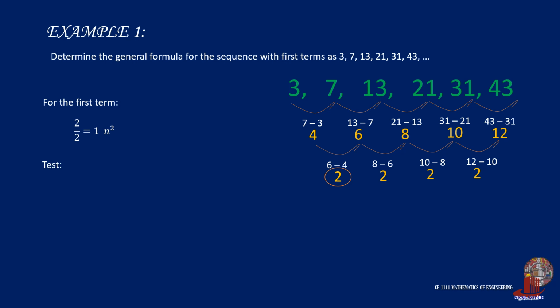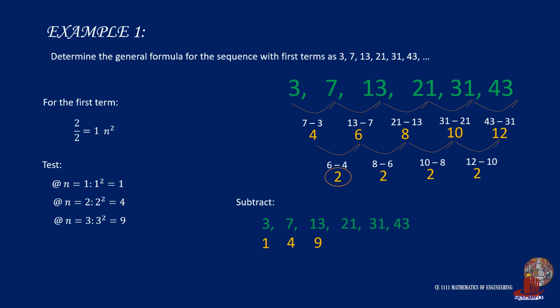Next is to iterate the partial formula and compare the values with the original sequence. We start with n equal to 1, so n squared is 1 squared, which is 1. Then, at n equal to 2, the first term is 2 squared, which is 4. At n equal to 3, the first term is 9. At n equal to 4, we get 16. Moving to 5 for n, yielding 25, and with n equal to 6, the first term is 36.